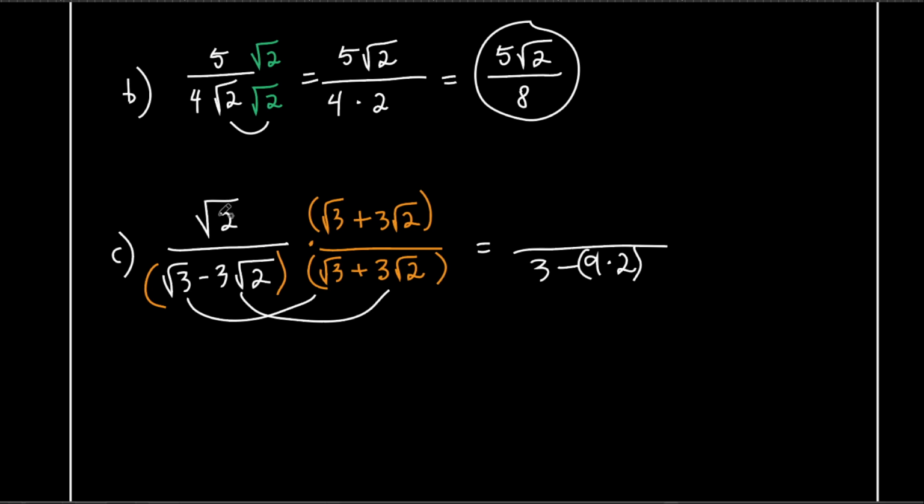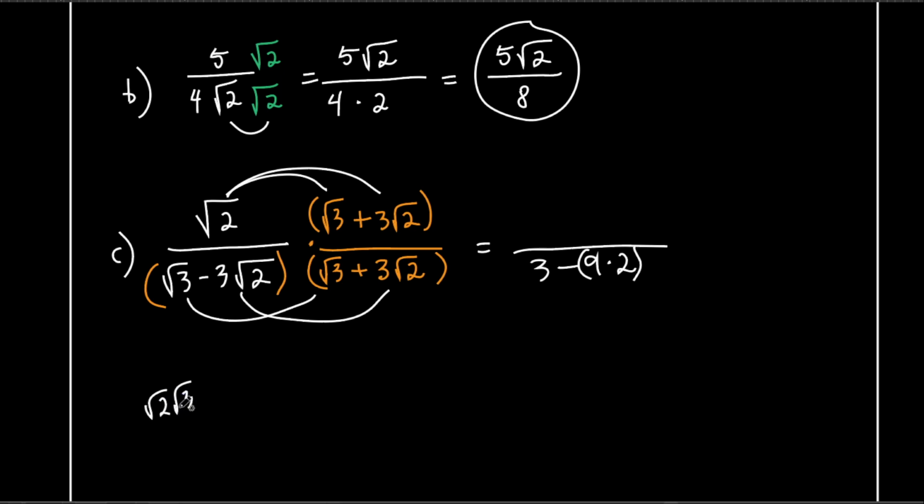Let's multiply the top. This square root of 2 is being multiplied by this whole thing right here. Notice I put it in parentheses for a reason, because you have to distribute. It's going to be the square root of 2 times the square root of 3. Then you take that square root of 2 times 3 square root of 2. So let's do the first one. Square root of 2 times square root of 3. Now, the square roots don't cancel out on this, but we can just multiply them together and put them under one big square root.